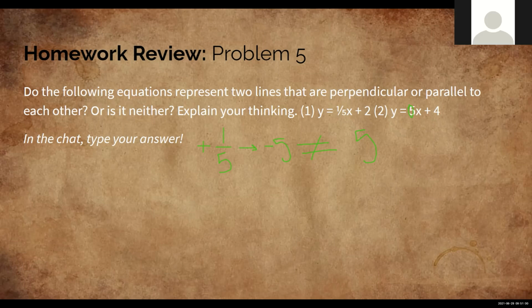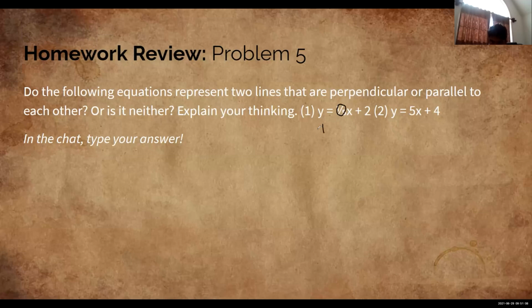Okay. Remember, you guys, negative reciprocal. First we identify the slope here, so that's 1/5. Then what I like to do personally is negate it. The second thing we do is reciprocate it, so switch the numerator and the denominator. That gives us -5. -5 is not equal to 5, so we know that the answer is neither.